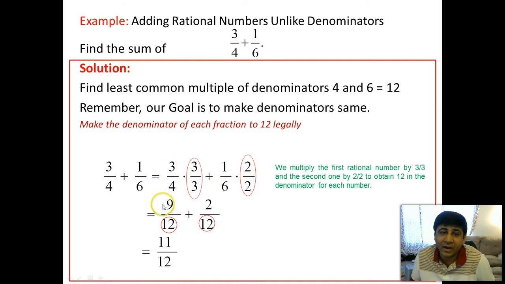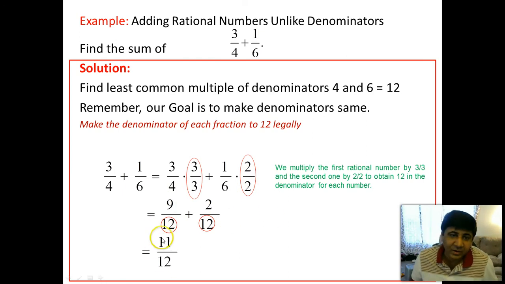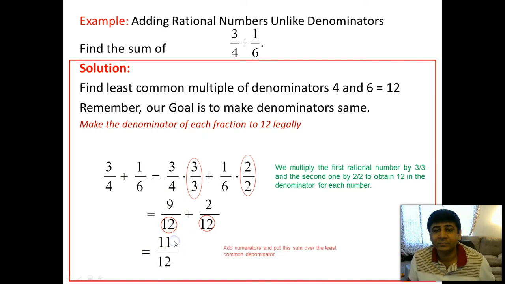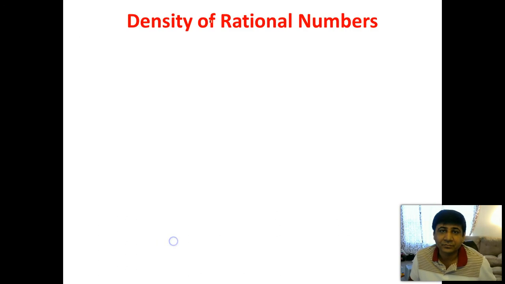Simplify it, so you will get 9 over 12 plus 2 over 12. Now it's the same denominator case. Just put the same denominator down there and add the tops. That will give you 11 over 12. So that's it. That's how you deal with adding, combining or subtracting fractions with unlike denominators.